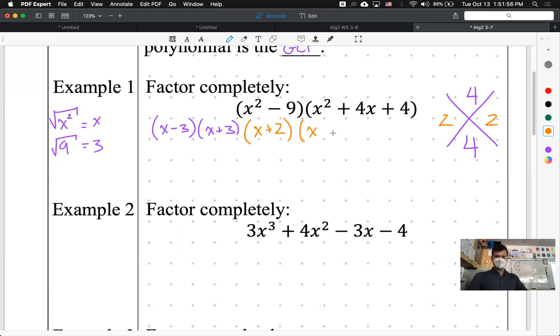There it is. So this is one way of writing the answer. You could have written the answer another way. You could have said x minus 3 times x plus 3. I didn't change anything there. But instead of writing x plus 2, I could have written what, Jade? Yeah, x plus 2, that quantity squared. These are both answers.